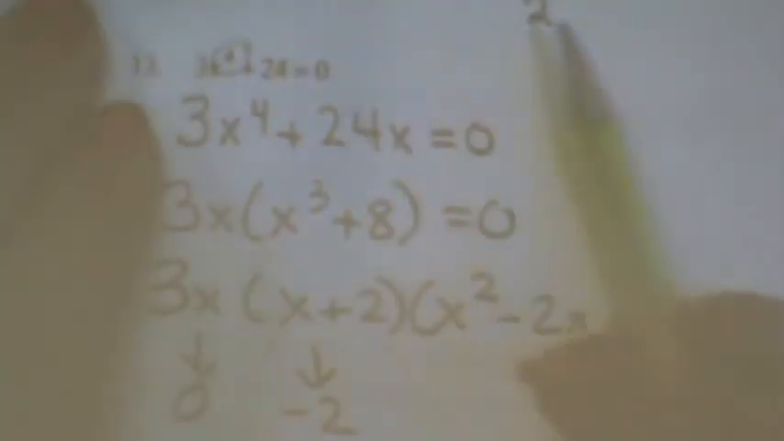So there's 4 real and imaginary zeros. It was 0, -2, and then 1 plus or minus square root of 3i.